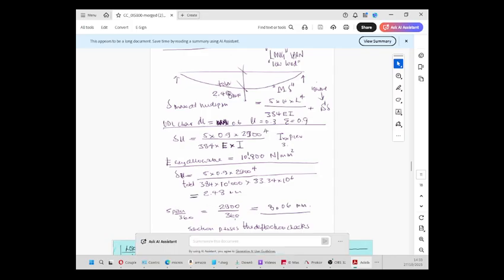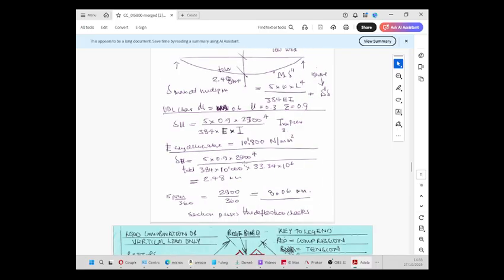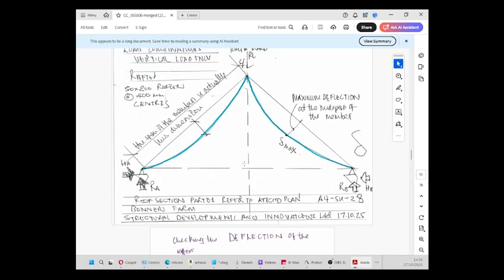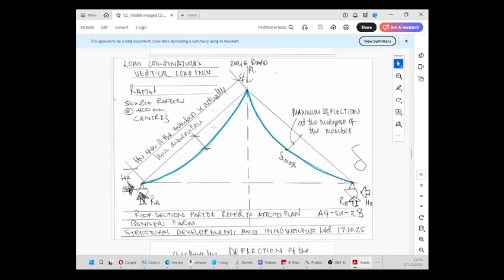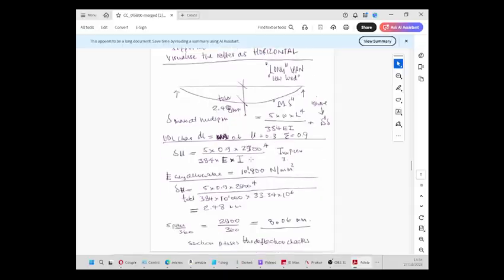Allowable is 2,900 divided by 360, which is 8.06. The section passes the deflection checks. So that looks alright. What I haven't done in this was just checking the timber members. I haven't checked the walls, that the walls can carry it, because I haven't worked out HA, RA, RB and HB. That's what I need to do in the next calculation.